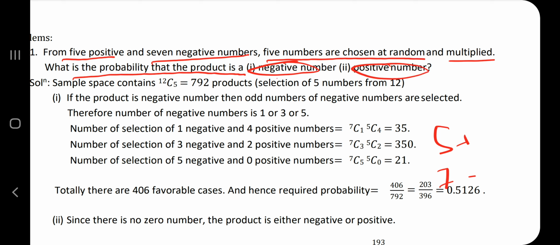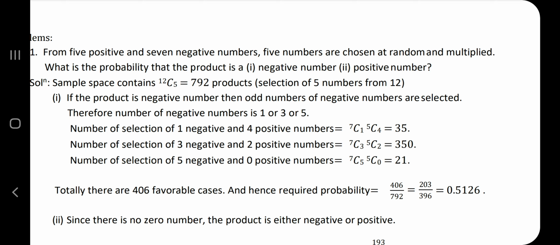Now tell me, when will a product be a negative number? When there are an odd number of negative numbers. Only then will the product be negative, right? If there are an even number, they will cancel out and it will be a positive number. So the product will be negative when the negative numbers are odd. Okay, so that's what we have written here.